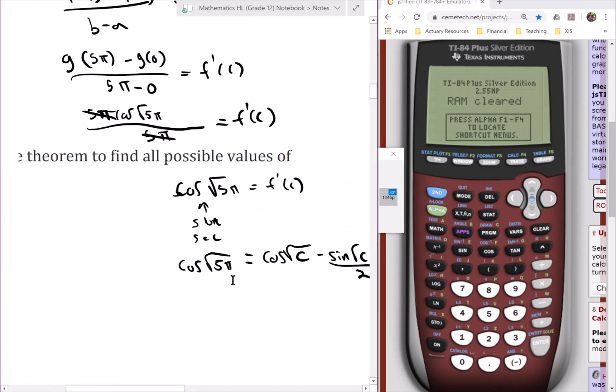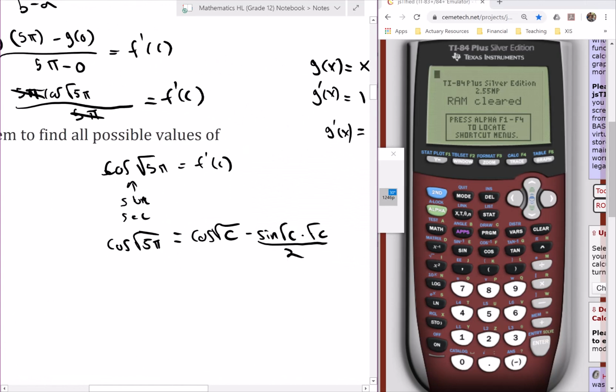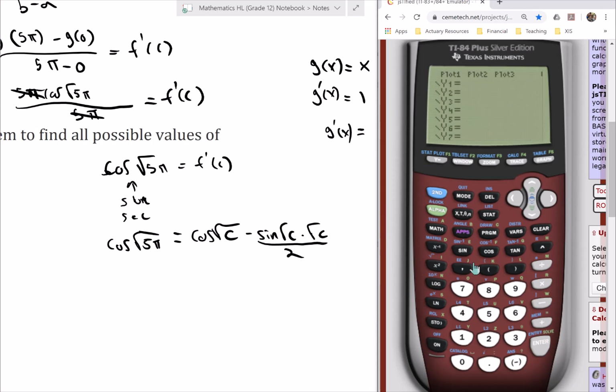And you are allowed your calculator on topic 9, the third test. So probably the easiest way to solve this is using your calculator. I'll show you the way you can do it. The way I would do this is go ahead and graph both of these functions.